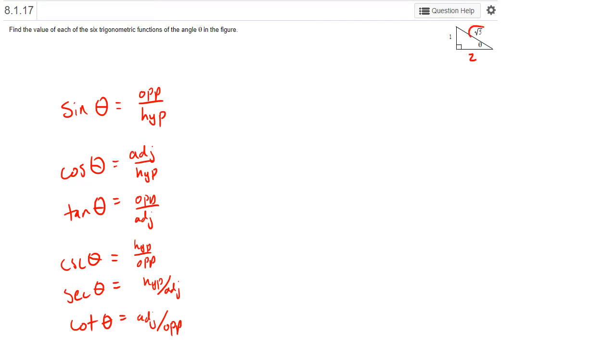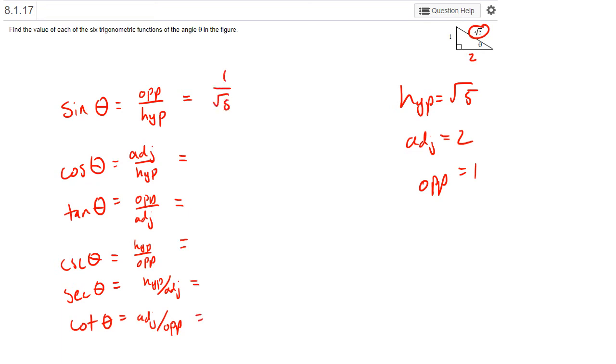Well, the hypotenuse is root 5. The adjacent side to the angle theta is 2, and the opposite side to the angle theta is 1. So now I can simply go and fill all of this in. Okay. So the sine is opposite over hypotenuse, or 1 over root 5. If leaving radicals in the denominator is not desired, you can call this root 5 over 5. That's multiplying top and bottom, numerator and denominator, by root 5.